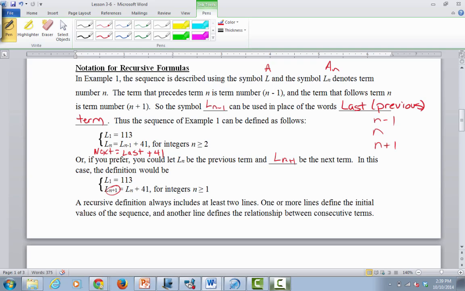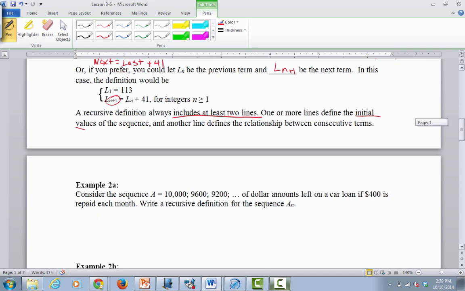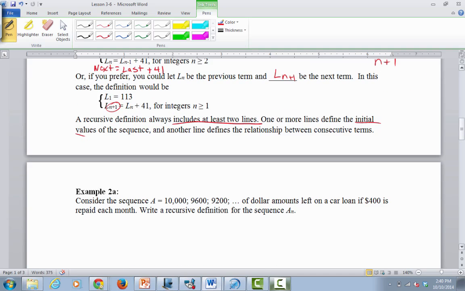All right. So a recursive definition always includes at least 2 lines. One or more lines define the initial value of the sequence, and the other line defines the relationship between consecutive terms. So let's look at example 2a. If you guys turn your page. Notice that they're using the capital A now on this one. We start with 10,000. And notice it's going down to 9,600, 9,200, and so on, of dollar amounts left on a car loan if 400 is repaid each month.